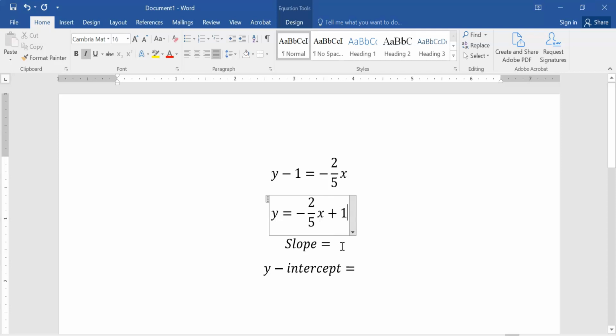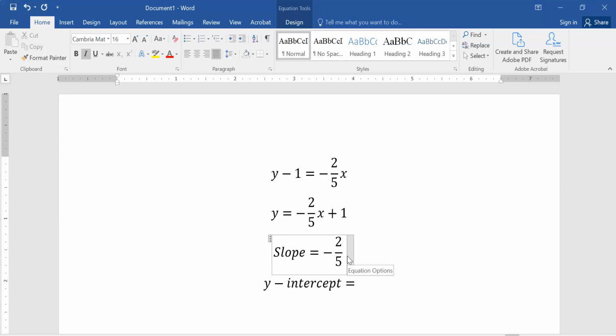Okay. Now I read off the slope. The slope is -2/5. The y-intercept, again, don't mess this up. The y-intercept is the point (0, 1). It is not 1, it is the point (0, 1). Same thing with the slope. Don't write negative 2/5 x. Negative 2/5 x is not the slope. Negative 2/5 is the slope. There's no x in the slope. All right, so there we go. So that's all we need to go ahead and start graphing.